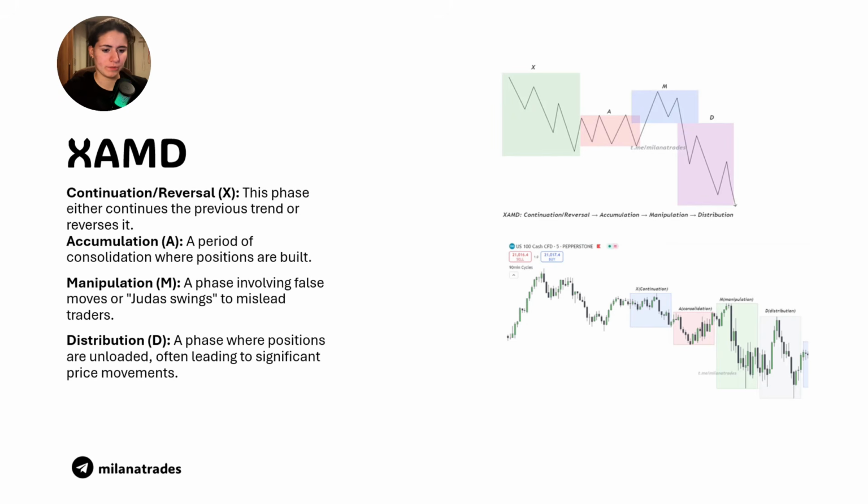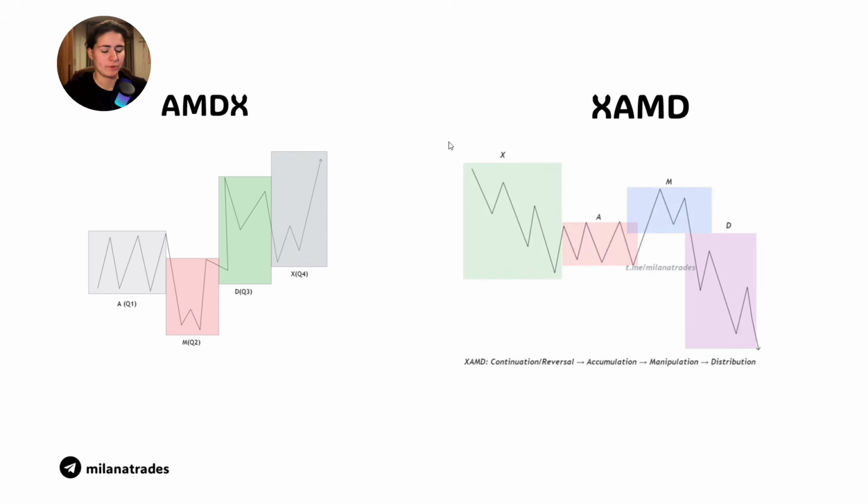Let's look at this example. Here we can see that the model starts with continuation of the bearish order flow. Then, in the second quarter, price entered a short period of consolidation, mostly staying in range. In the third quarter, we observed manipulation. Price grabbed liquidity by taking out the high of the second quarter, and then it reversed, breaking structure, which signaled continuation of a downtrend. In the fourth quarter, during distribution, the market made a pullback, and afterwards it reversed and continued to move lower. So essentially, this model is very similar to AMDX.